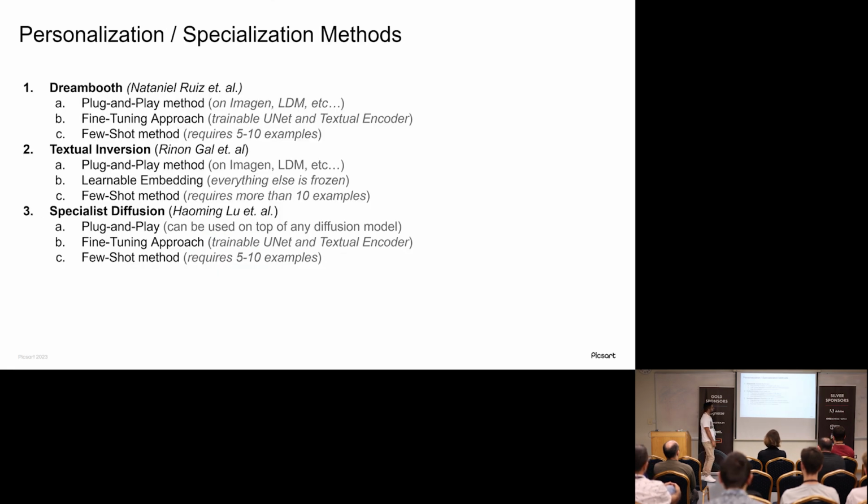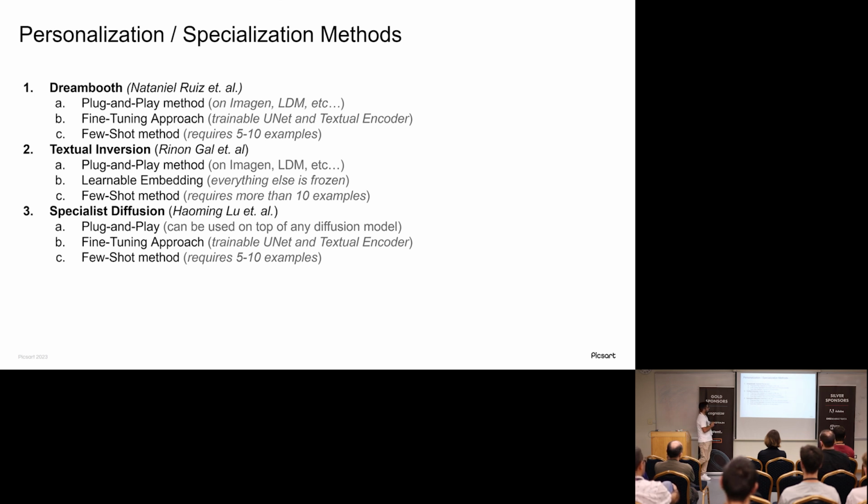The personalization or specialization methods: currently we will concentrate on three different architectures. The first one is called DreamBooth, then textual inversion, and the last one is our solution, which is called specialist diffusion. The DreamBooth architecture is a plug-and-play method, which means the existing method is flexible enough. We can apply this existing model on top of different architectures. We mentioned Imagen, LDM, Chameleon, or any other architecture. That's why we call it a plug-and-play method.